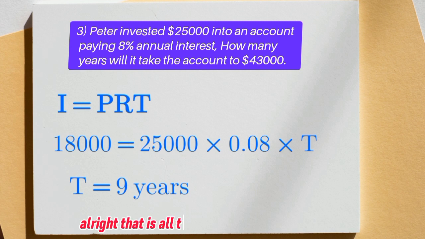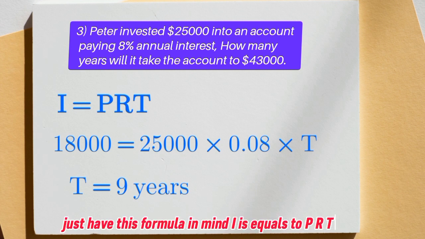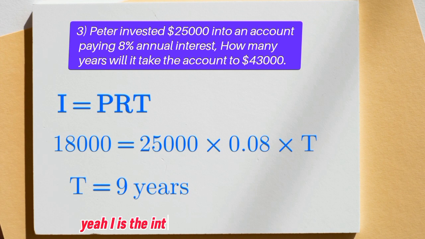Alright, that is all the examples I have here to solve. You can find other examples and practice more. Just have this formula in mind. I equals PRT, where I is the interest earned, P is the principal, R is the interest rate. Most times they give it in percentage, so you have to divide it by 100, and then T is the time it takes.